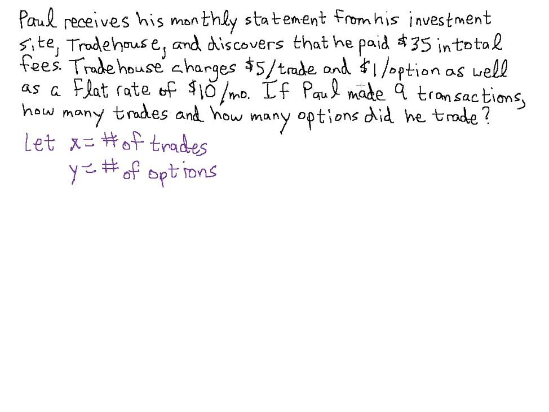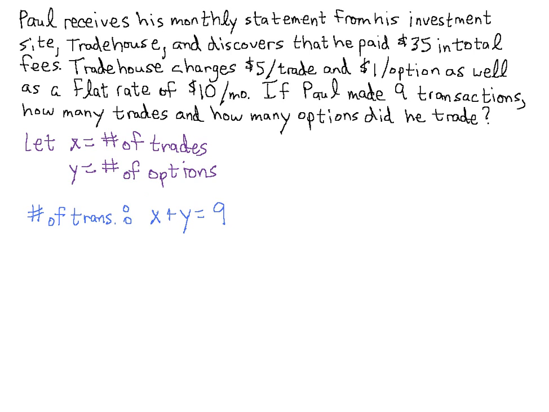So we have, what do we know? We have number of transactions is 9, so we know that our first equation can be number of transactions, and we're given that information, or we're given the total of it. 9 is going to be the total of the number of trades and number of options. This is all the trading that he's doing. So it's going to be X plus Y is equal to 9. The number of trades plus the number of options is the total number of transactions. All right, so far so good, pretty simple.